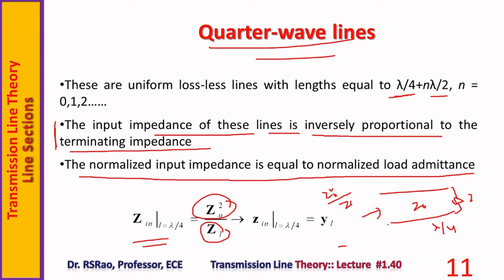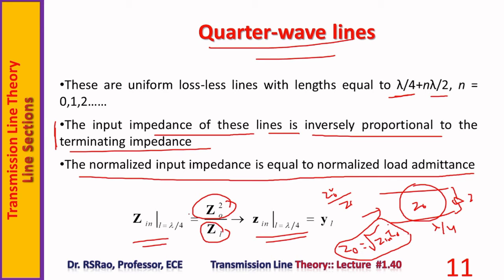In other words, Z0, the characteristic impedance of this line, is related to the impedances at both its ends. That is, Z0 is the square root of Zin and ZL. So this is an important relation. We can find its use in several places. Of course, this can also be put in this form.